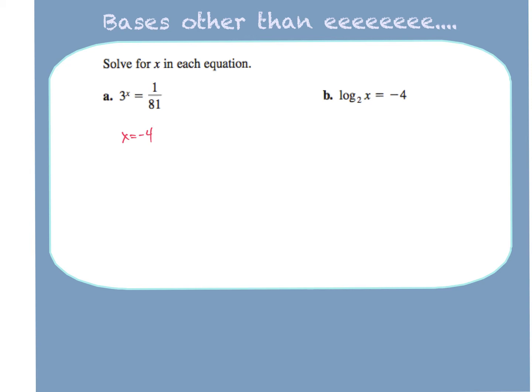All right, so this next one, I have log base 2 of x is equal to -4. So, again, how do I solve a log? a to the c equals b. So now I'd have 2 to the power of -4 is equal to x. So 1/16. I'd have x is equal to 1/16.